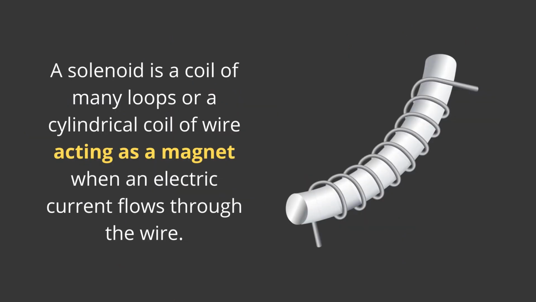So you see here we have a number of loops that, when we pass current, means we'll be creating a much stronger magnet. That solenoid is a coil of many loops, or a cylindrical coil of wire, that acts as a magnet when we pass current through. Let's say we passed current and it was moving in that direction. This will be the positive terminal of your battery, maybe the negative terminal, and you pass current through it, you'll actually get a magnetic field around this. So the more the number of coils, the stronger your magnet.